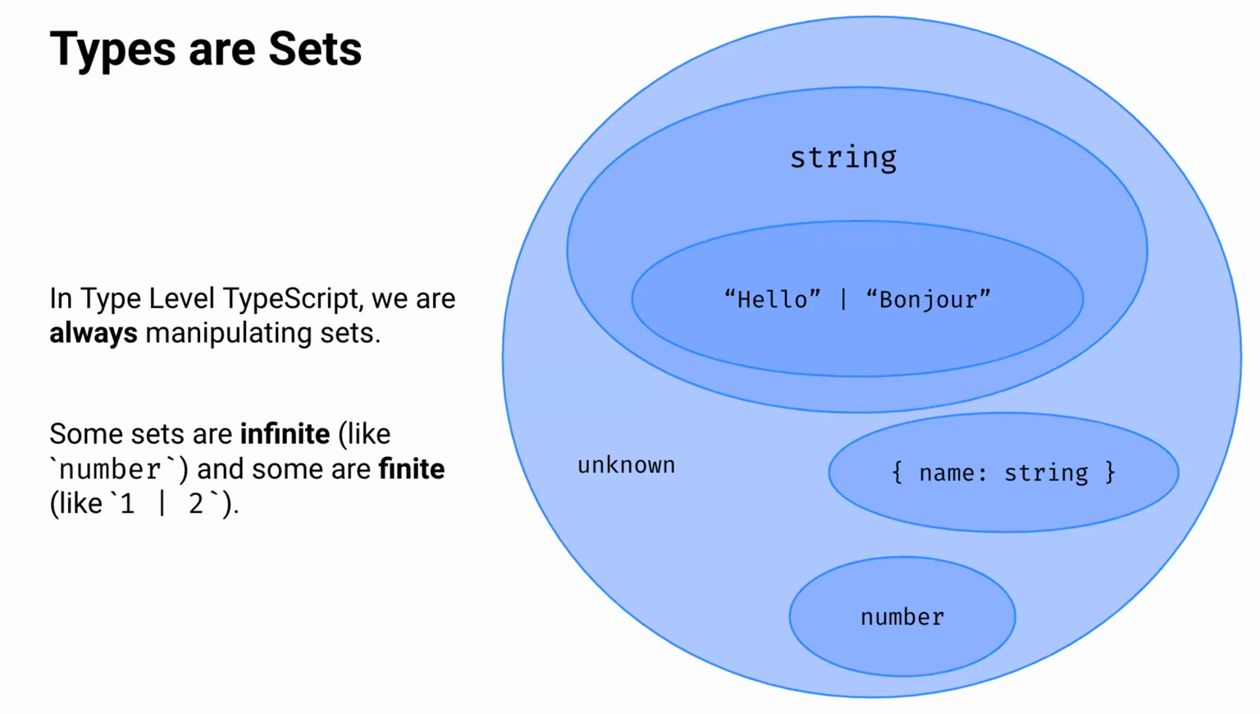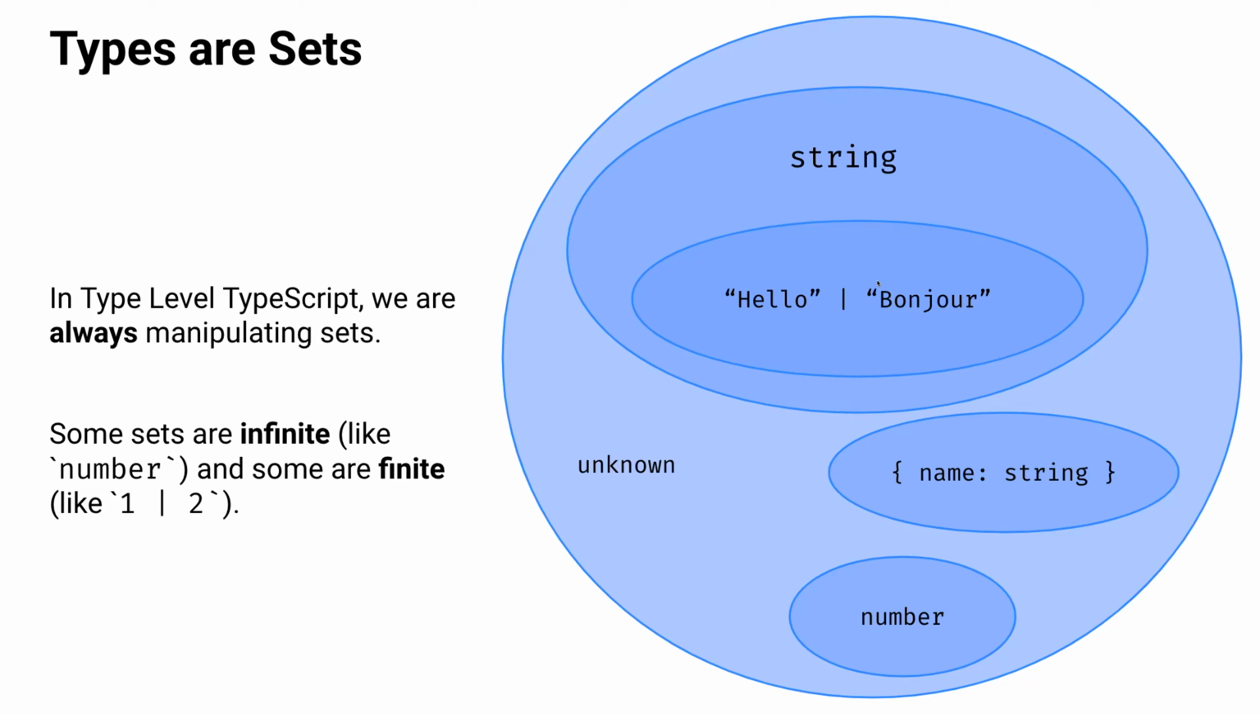Okay, and types in TypeScript are sets. So for instance, the type string is the set of all possible strings, and the type "hello" or "bonjour" is the set that has two members, the "hello" string and the "bonjour" string. So pretty basic. Some sets are infinite, like string, and some of them are finite.